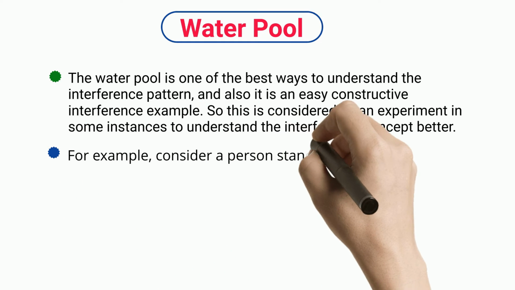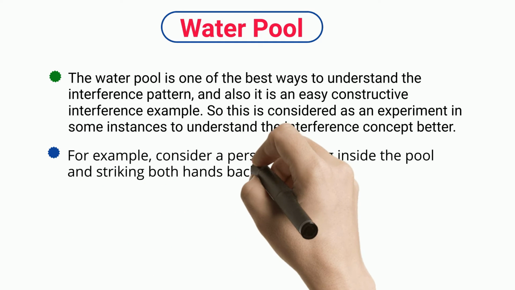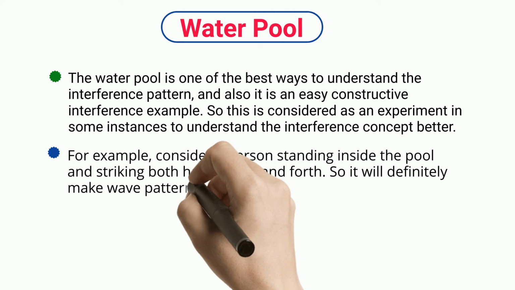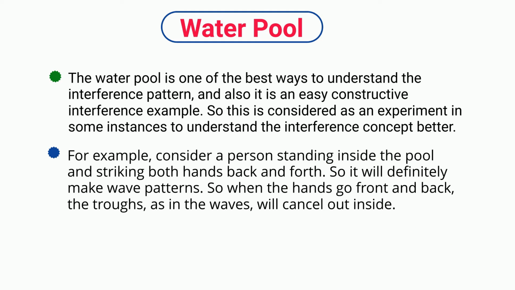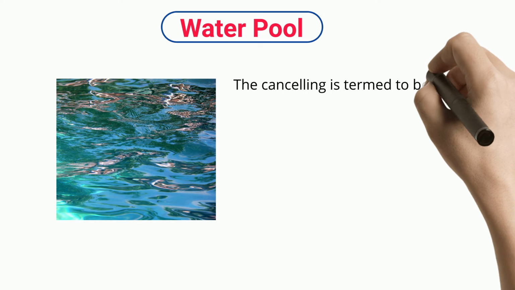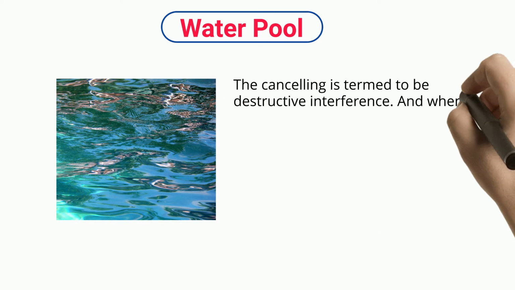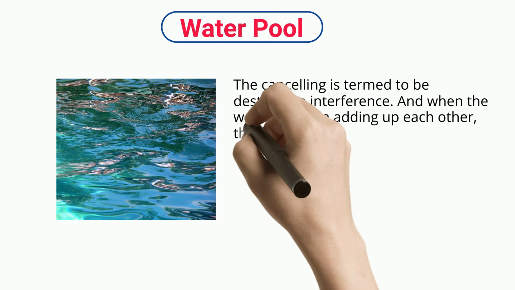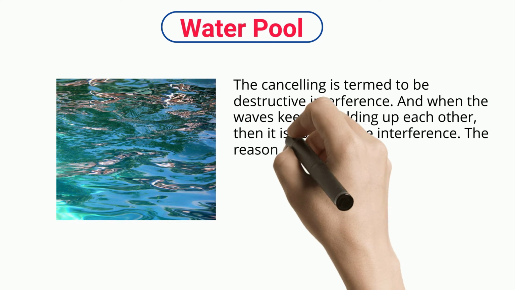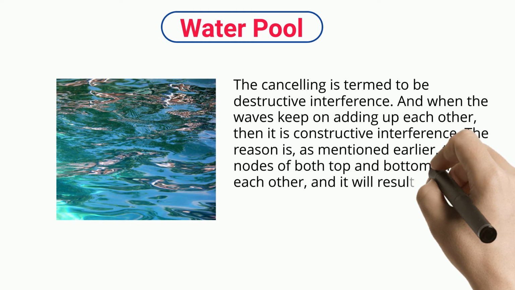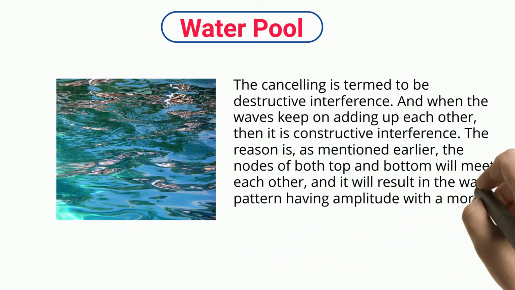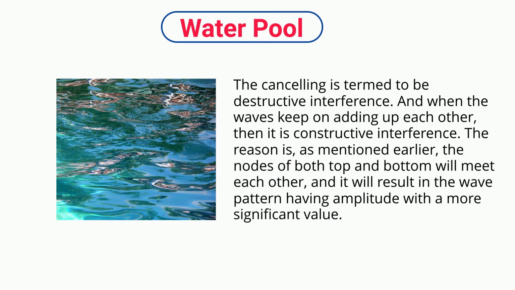For example, consider a person standing inside the pool and striking both hands back and forth. So it will definitely make wave patterns. When the hands go front and back, the troughs in the waves will cancel out. The canceling is termed destructive interference. And when the waves keep on adding up to each other, then it is constructive interference. The reason is, as mentioned earlier, the nodes of both top and bottom will meet each other, and it will result in the wave pattern having an amplitude with a more significant value.